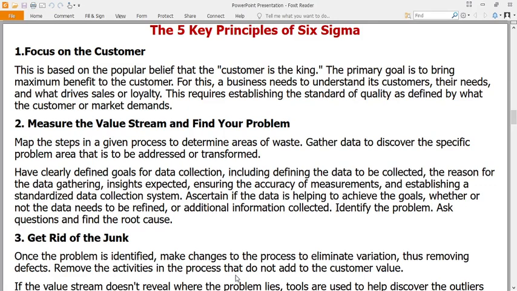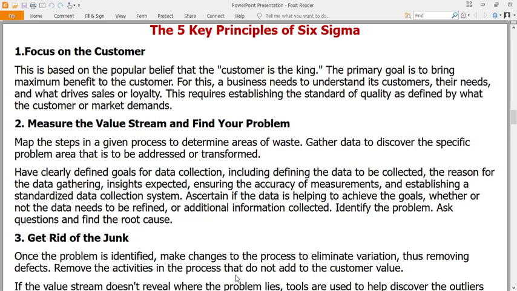So when using the Six Sigma, there are 5 key underlying principles. And the first principle is to always focus on the customer. Like I mentioned before, the customer is the king of any business or any firm. So the primary goal is to bring maximum benefit or maximum satisfaction to a consumer.